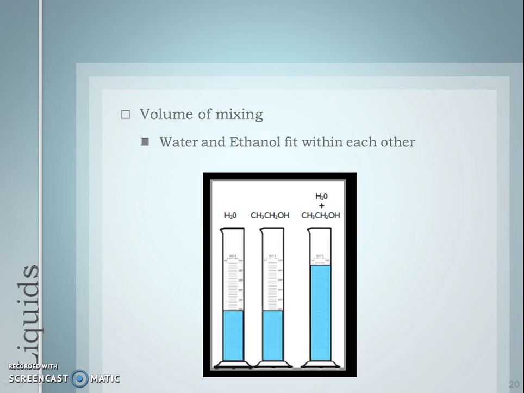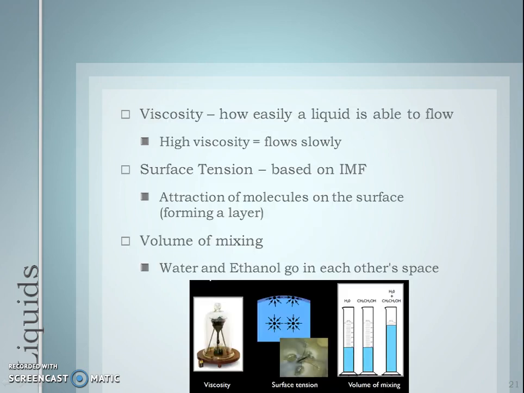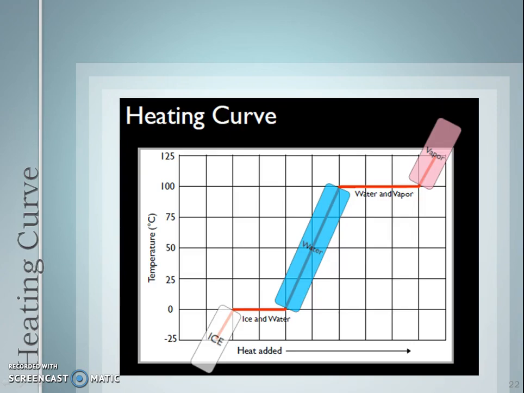He talked about mixing of the water and ethanol and how they actually fit inside each other. So I actually do this lab in my applied class, and I take 25 milliliters of water, 25 milliliters of ethanol, and when they mix it, they don't get the 50 milliliters of the mixture that they assume. That's because the water and ethanol are kind of fitting inside each other's spaces. So again, a nice review of those three topics.